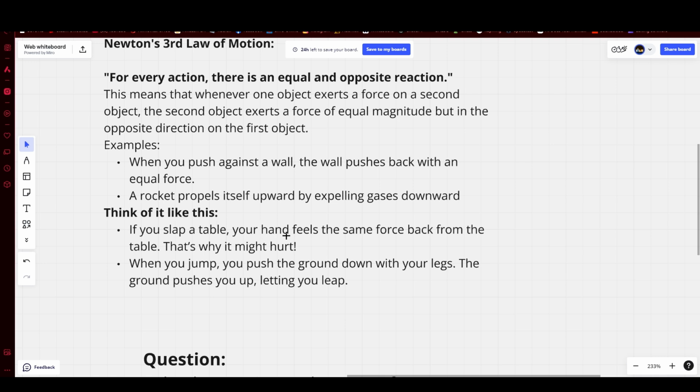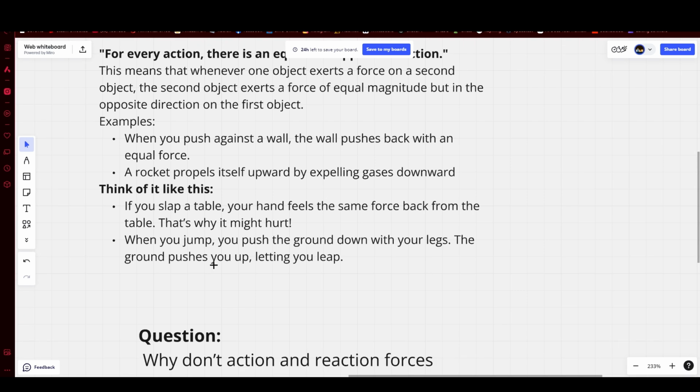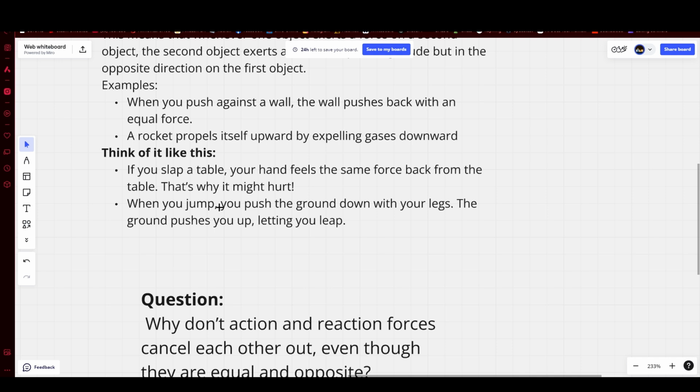Think of it like this. If you slap a table, your hand feels the same force back from the table. That's why it might hurt if you hit it hard enough. If you hit the table lightly, then a light force will be put back onto your hand. But if you hit it hard, then a hard force will be put back onto your hand, which is why it hurts. Another one would be when you jump, you push the ground down with your legs, and the ground pushes you up, letting you leap.